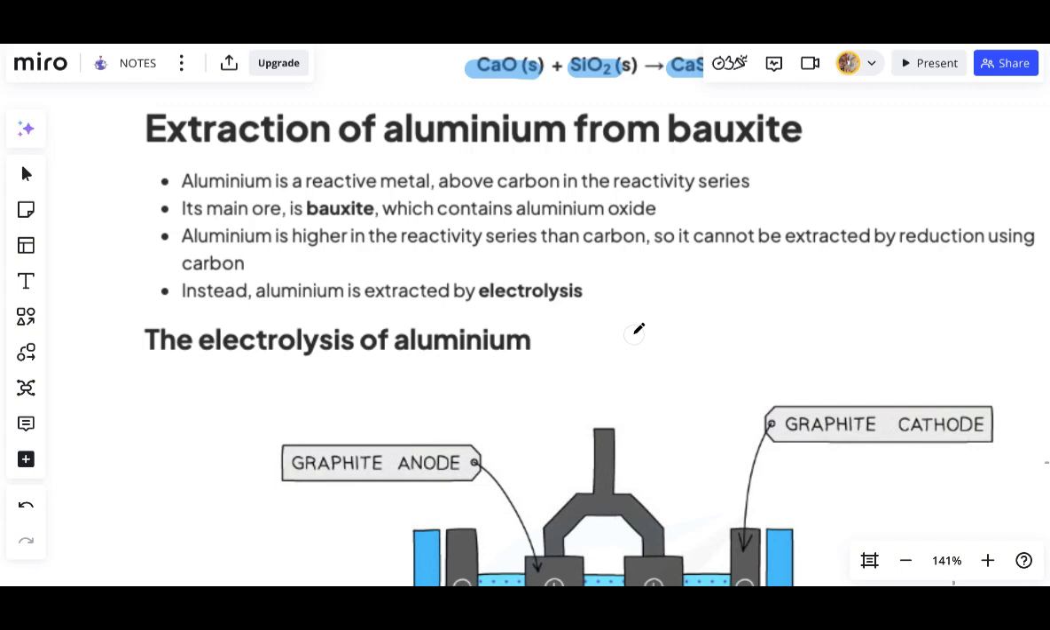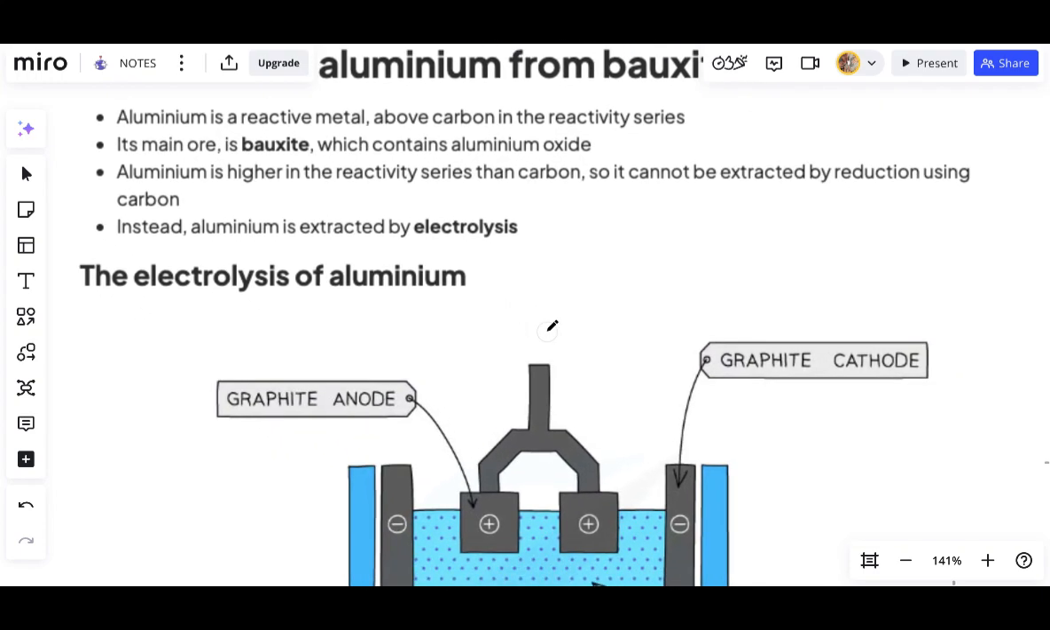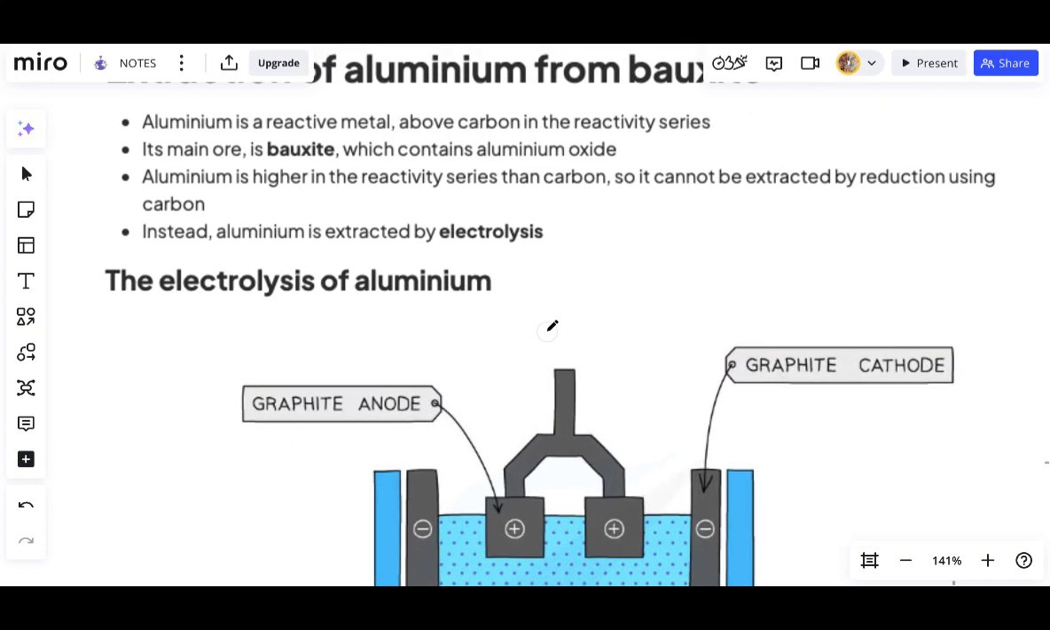Is that okay? So we don't extract them by reduction with carbon, like the one we did for iron just now. Iron, we are reacting with carbon, the coke. It's a reduction reaction with carbon, or carbon monoxide. So you could see we were extracting it using carbon monoxide. But for this one, it's different. The first thing we do here, we purify the bauxite. Aluminium is a reactive metal, and it's above carbon. Once you are above carbon in the reactivity series, we cannot use the reduction method with carbon to do it. We have to use the electrolysis method.